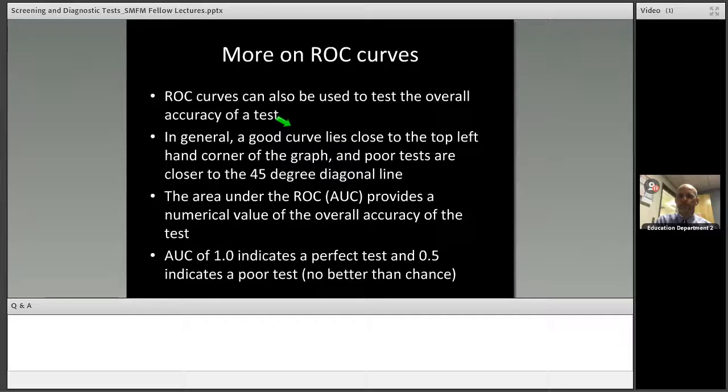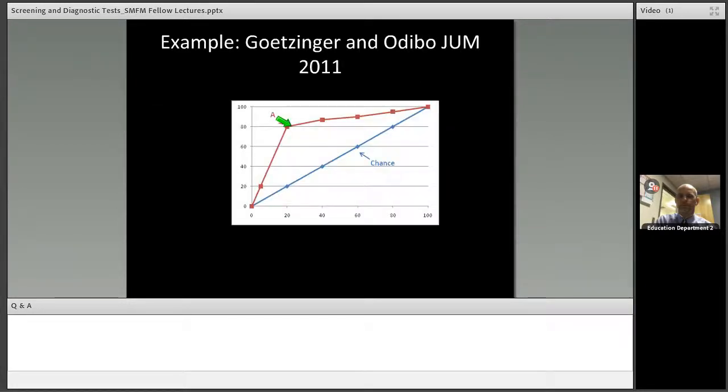So an area under the curve of 1.0 or 100% will indicate a perfect screening or diagnostic test, and one of 0.5 or 50% will indicate a poor test, which is not better than a chance observation.